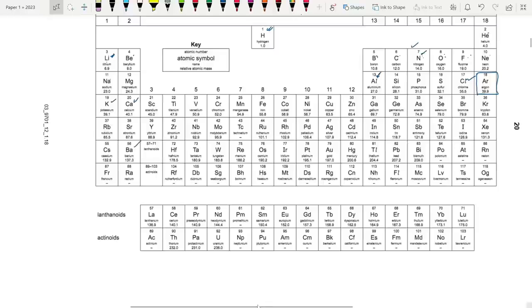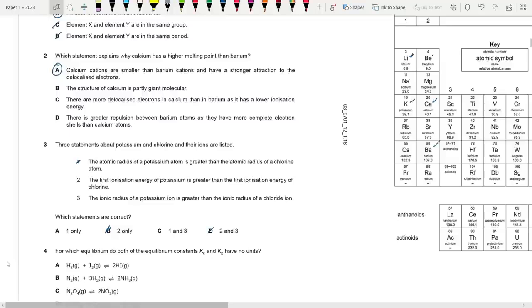As a result, there will be more repulsion in chlorine and the size of chlorine will actually be greater. On the other hand, potassium, since it lost an electron, the protons in the nucleus can pull it more strongly. So the ionic radius of a potassium ion is greater than the ionic radius of a chloride ion. So this is wrong because chloride will have a bigger size, mainly due to the fact that they both have the same electronic configuration, but since chloride has more electrons compared to protons, there will be greater repulsion.